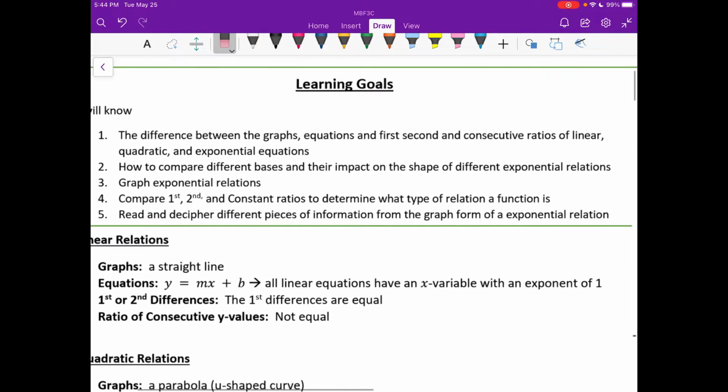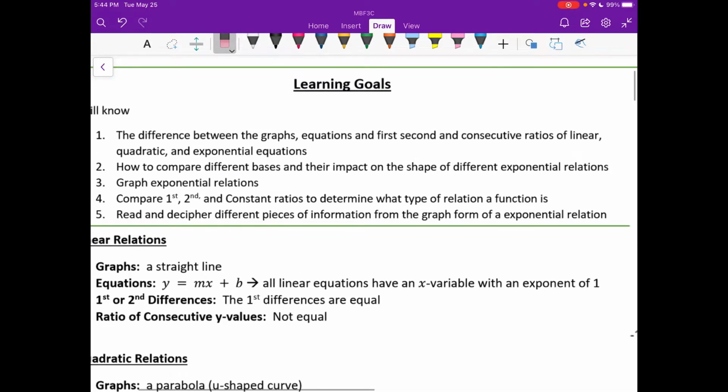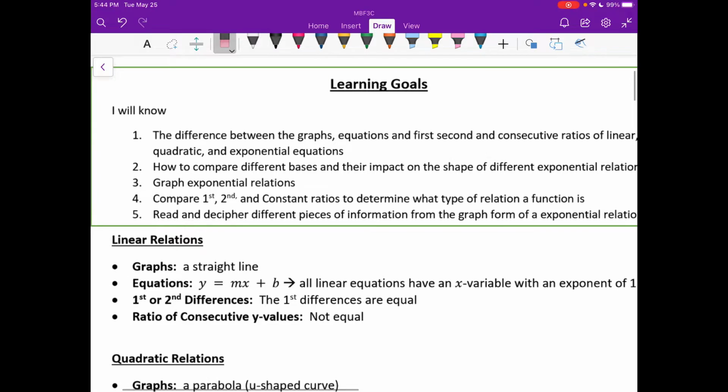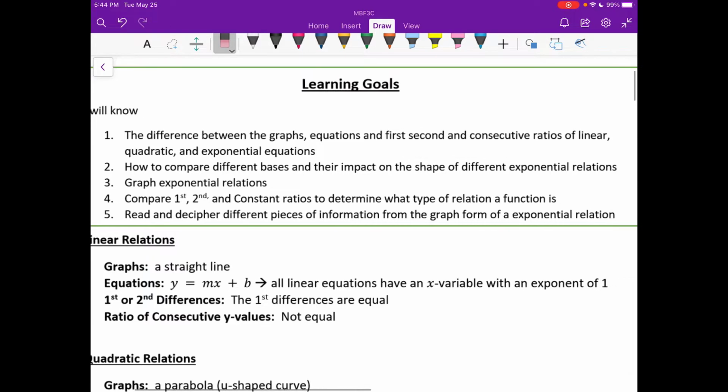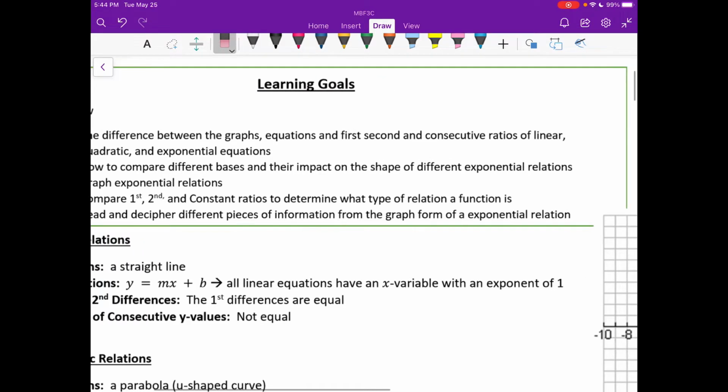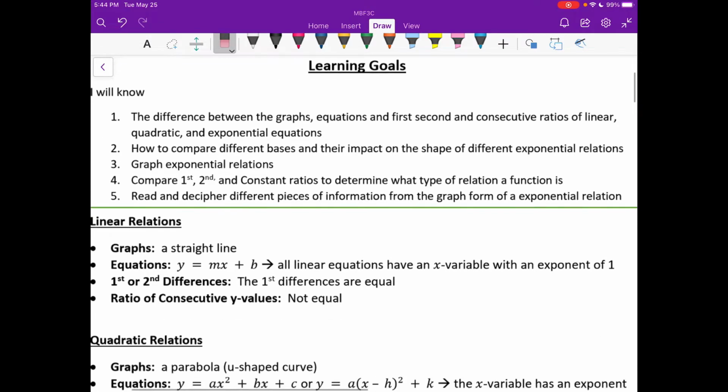You'll know how to compare different bases and their impact on the different shapes of exponential relations. You're going to know how to graph exponential relations. And then you'll be able to compare first, second, and constant ratios to determine what type of relation a function is, as well as read and decipher different pieces of information from the graph form of an exponential relation.